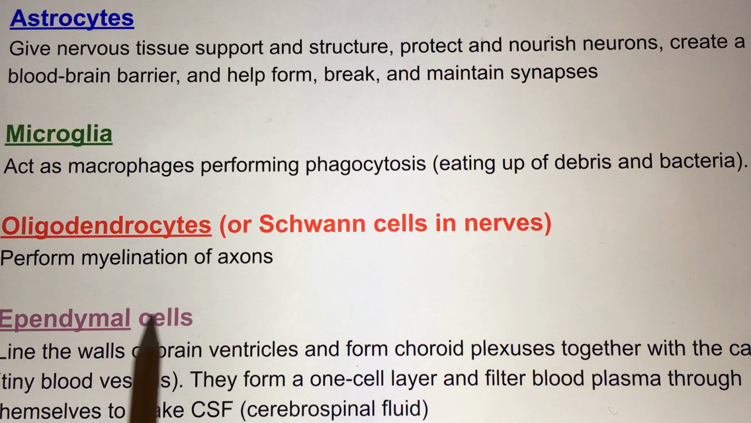And last type is ependymal cells. Ependymal cells line the walls of the brain ventricles, so they form the choroid plexuses, and they form also a one-cell layer to filter blood plasma through themselves to make cerebrospinal fluid. So the function of ependymal cells is to make cerebrospinal fluid in the ventricles of the brain, together with the choroid plexuses, the tiny blood vessel capillaries that line the walls of the ventricles of the brain.